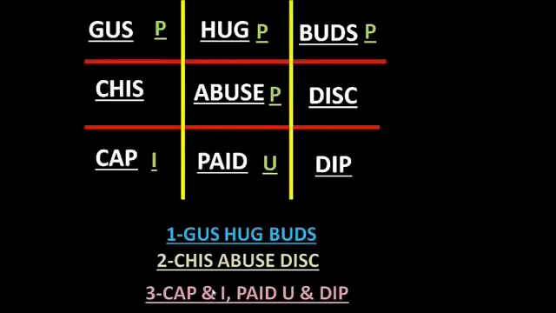So the three sentences that are going to help us to learn the differential diagnosis of different abdominal pains are going to be Gus hug buds, Chris abused disc, and cap and I paid you dip. I know that it might seem a bit funny at first, but trust me, it's really helpful if you're trying to learn the differential diagnosis of abdominal pains for the first time. And then after that, you could relate it really easily, because with practice, you could learn these differential diagnoses of different abdominal pains in a more easy way.